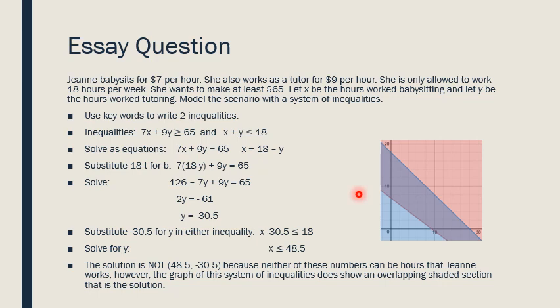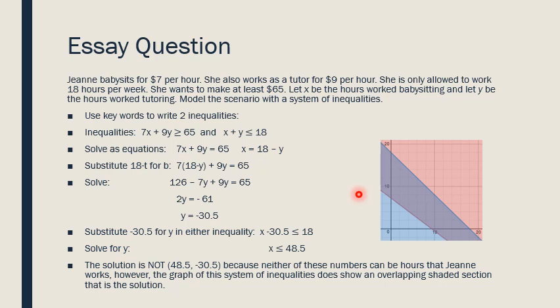Jean babysits for $7 per hour. She also works as a tutor for $9 an hour. She's only allowed to work 18 hours per week. She wants to make at least $65. So if X is the hours that she works babysitting and Y is the hours that she works tutoring, model the scenario with a system of inequalities.